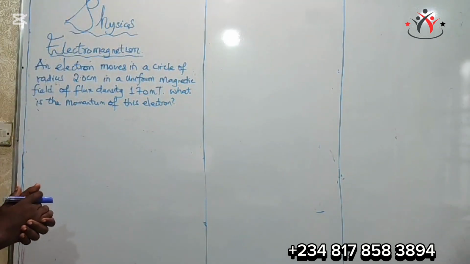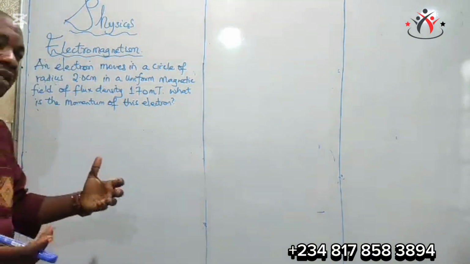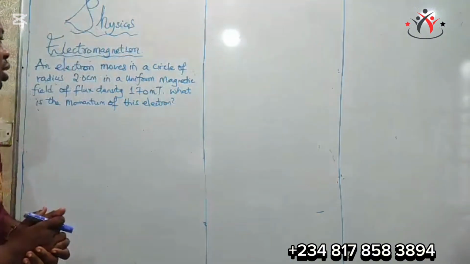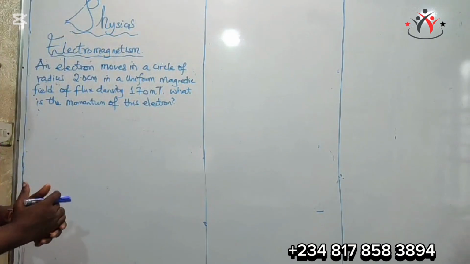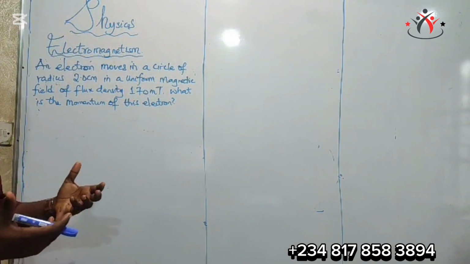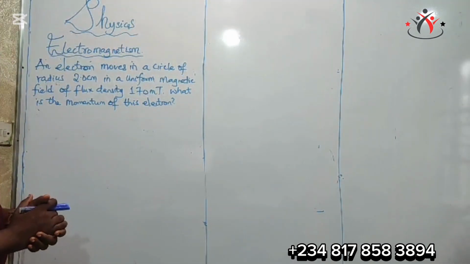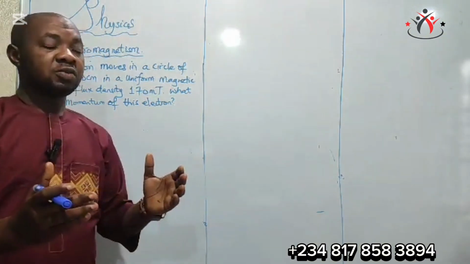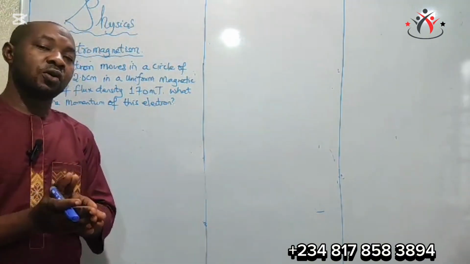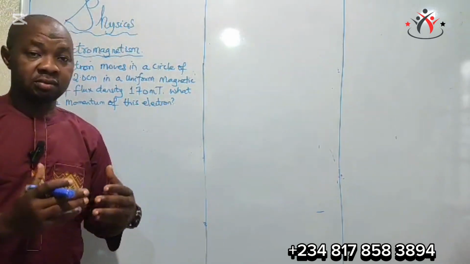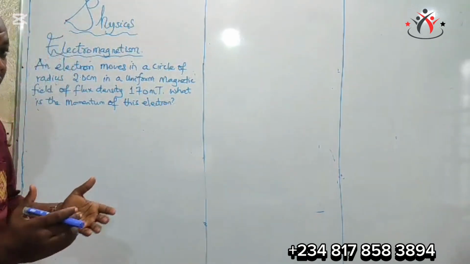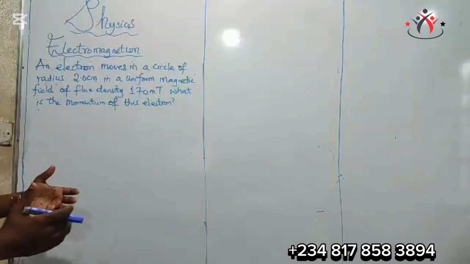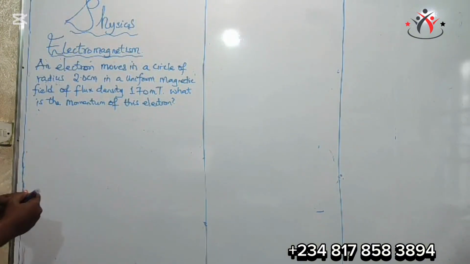Now this is a question under what we call forces in a magnetic field. So to be able to calculate the momentum of the electron, we have to employ the concept of forces under electromagnetic induction or electromagnetism. All right, let's get into the video.